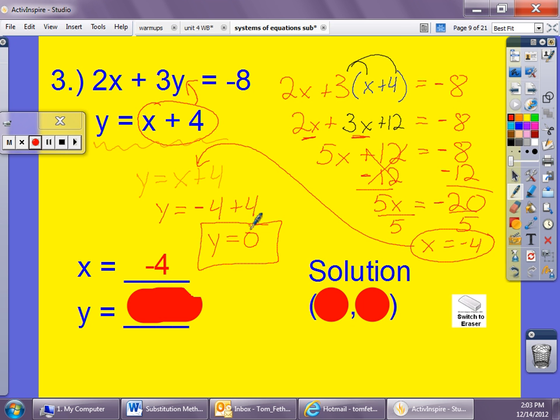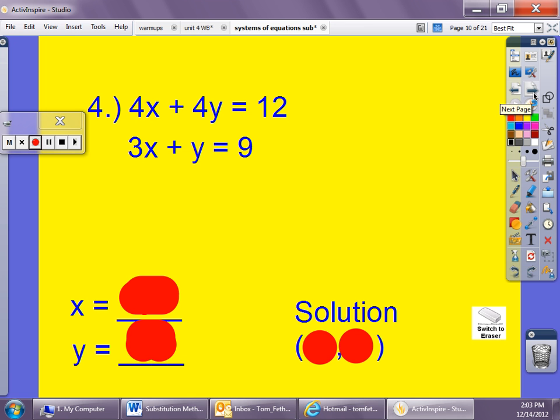So now we know that x is equal to negative 4, and the y value is 0. So our solution is negative 4, 0. The x value is negative 4, the y value is 0. So our solution is negative 4, 0. If we continue to move on, now it gets a one step harder.